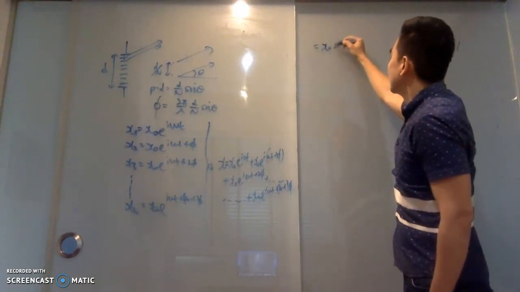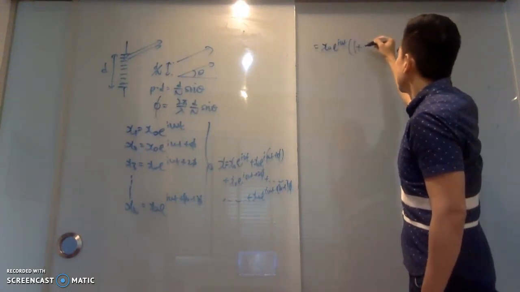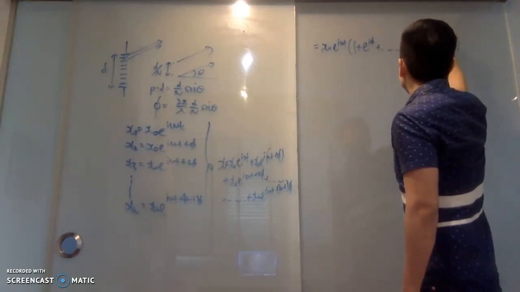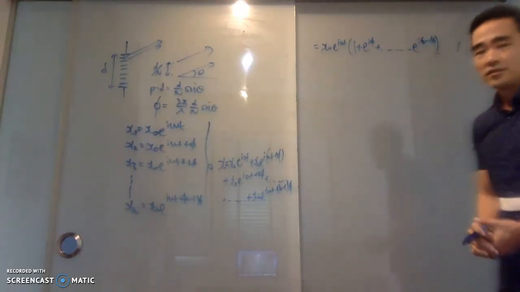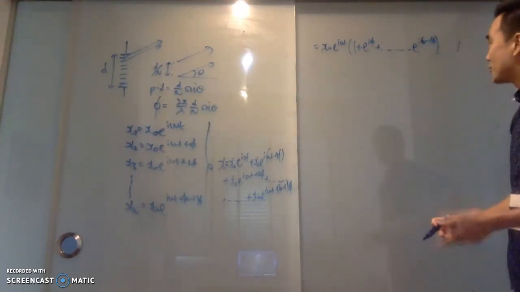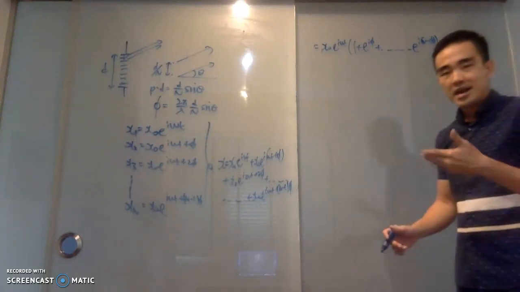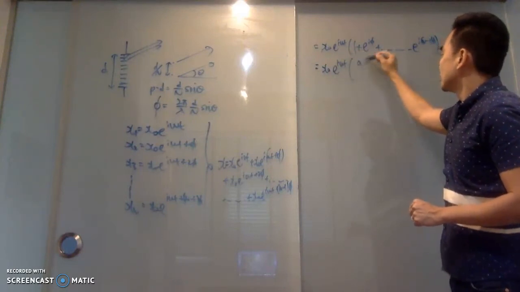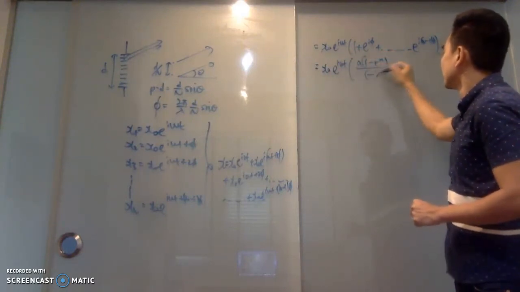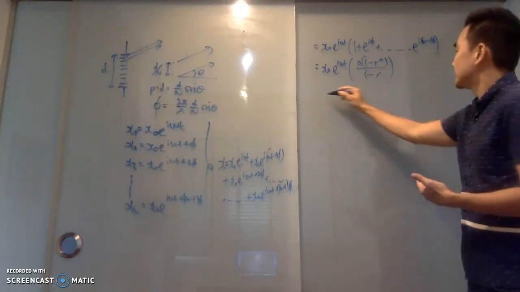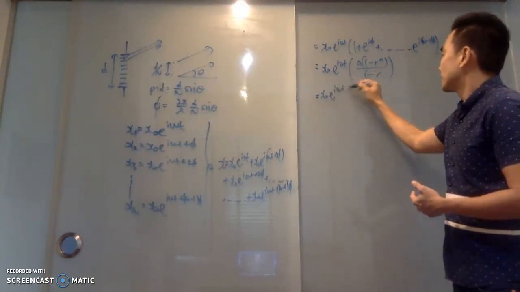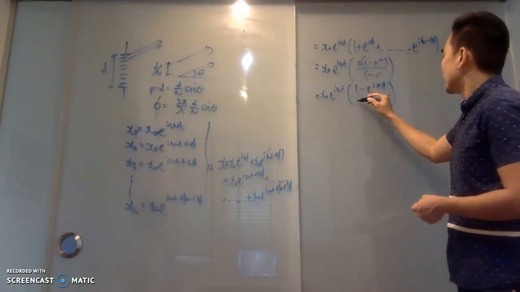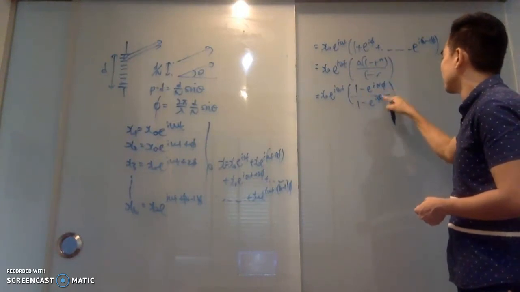This is equal to x naught e^(iωt) times (1 + e^(iφ) + ... + e^(i(n-1)φ)). As you'll see over here, this is actually a geometric progression with a1 = 1 and r = e^(iφ). So if I apply the geometric progression formula, the sum to n terms, it will look like this: x naught e^(iωt) times (1 − e^(inφ)) divided by (1 − e^(iφ)).